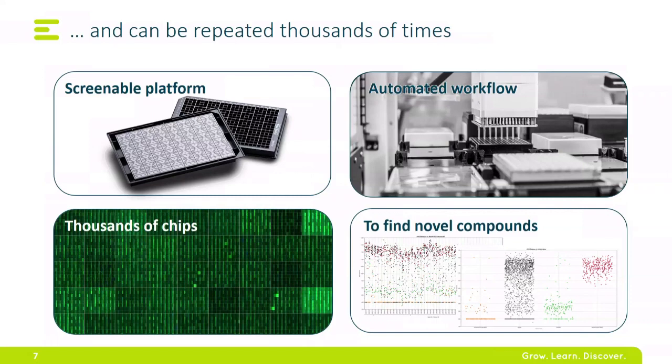It becomes high throughput though if you start running it through robots, right? So if you have it in a robot, you can start doing hundreds of plates, and if you do hundreds of plates, you can screen thousands of chips, and you can really start doing phenotypic target discovery and compound discovery campaigns. And I'll tell you a little bit more about it in this talk.